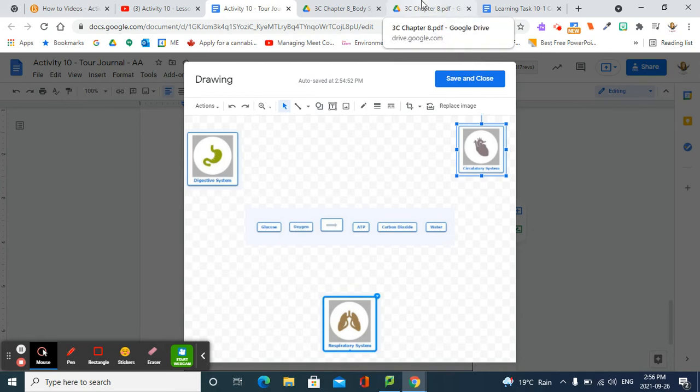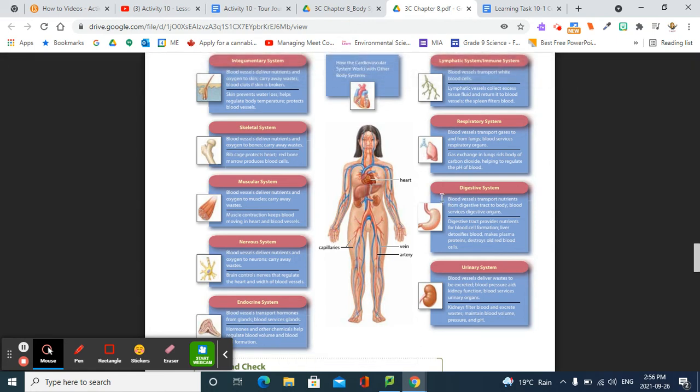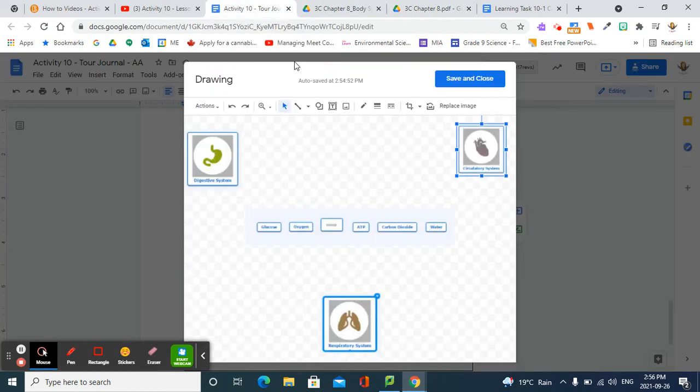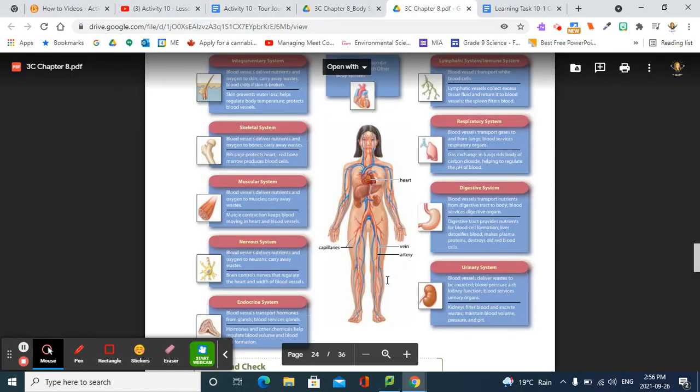The next part that you're going to look at is your digestive system. So your digestive system, what does it do? Blood vessels transport nutrients from the digestive tract to the body. Blood services the digestive organs. So you can see already that you can make the connection that the blood is going to service these digestive organs and help to move things around, just like it did for the respiratory system.